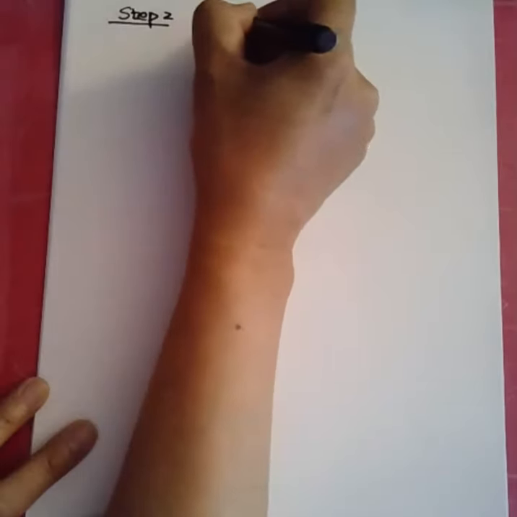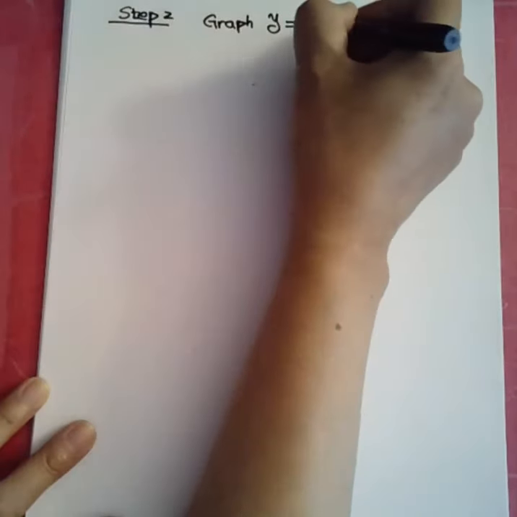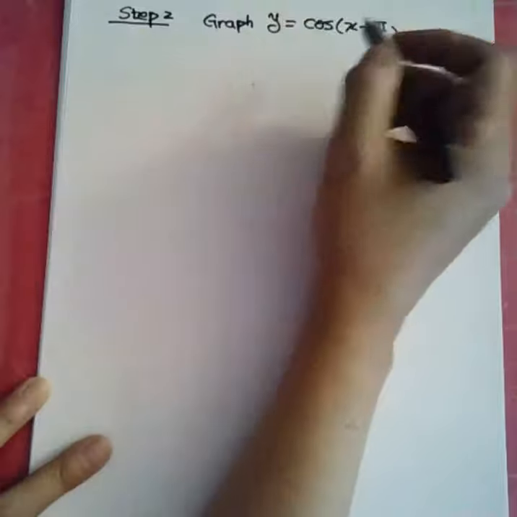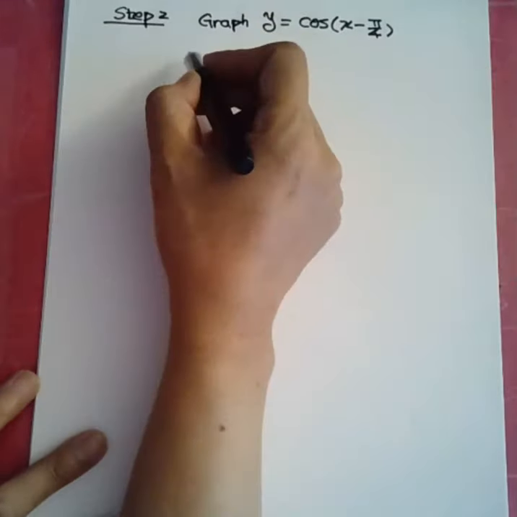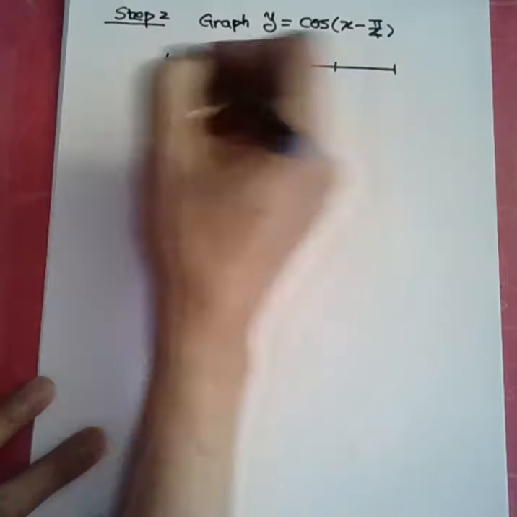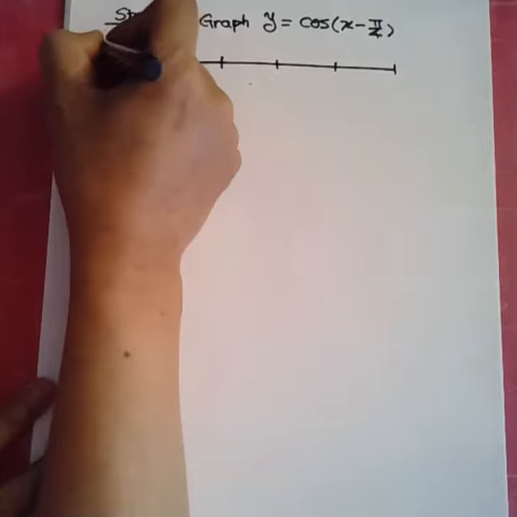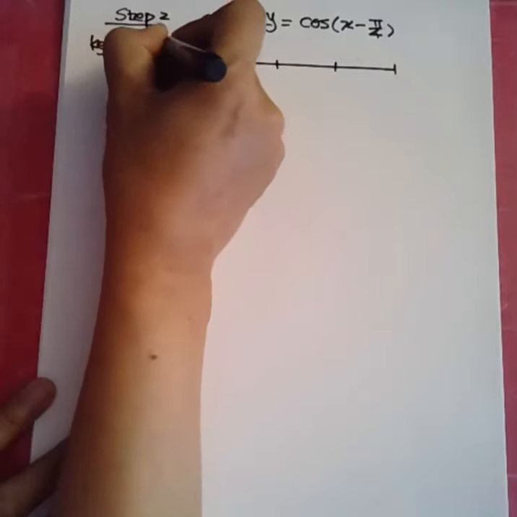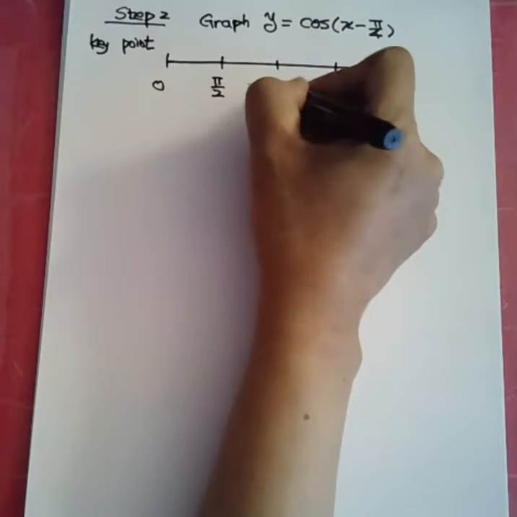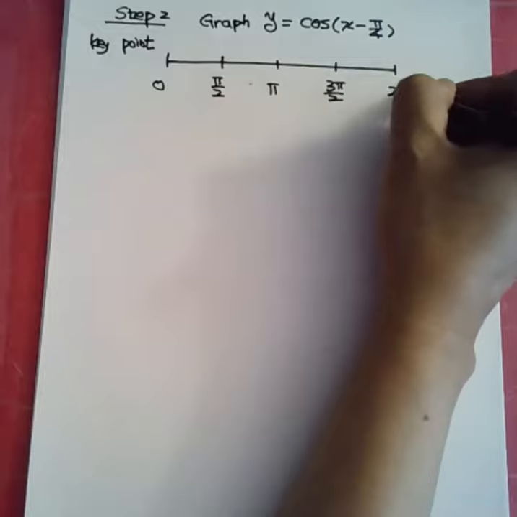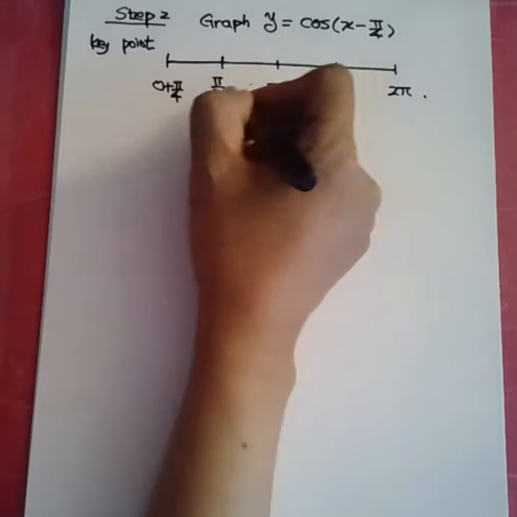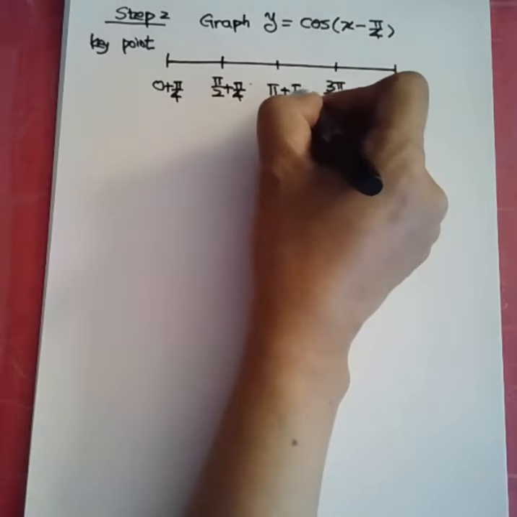Second step is graphing y equals cosine of x minus pi over 4. What we know is we have to shift right pi over 4. That means we have to shift the original key points pi over 4 to the right. We will just mark the key points pi over 2, pi, 3 pi over 2, and 2 pi. Then we will add pi over 4 to each key point.